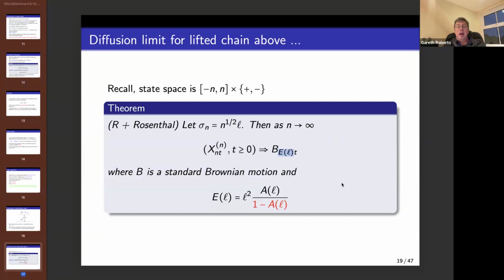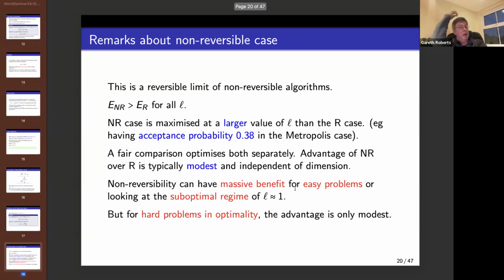But this factor of E of L now is very much like the previous one, except now I have a 1 over 1 minus AL at the bottom here. AL is just the acceptance probability, given that we try these jumps of size L. Sorry, I'm mixing my notation a little bit, but this is essentially exactly the same as for the reversible case, except now I'm multiplying this efficiency by a factor of 1 over 1 minus AL. Okay, so let's have a look, what does that tell us?